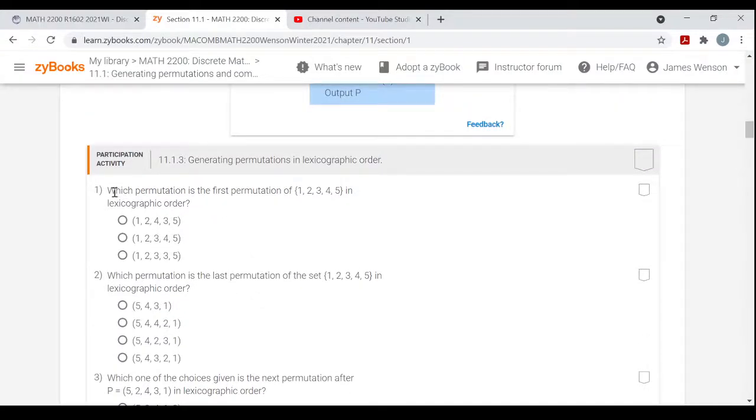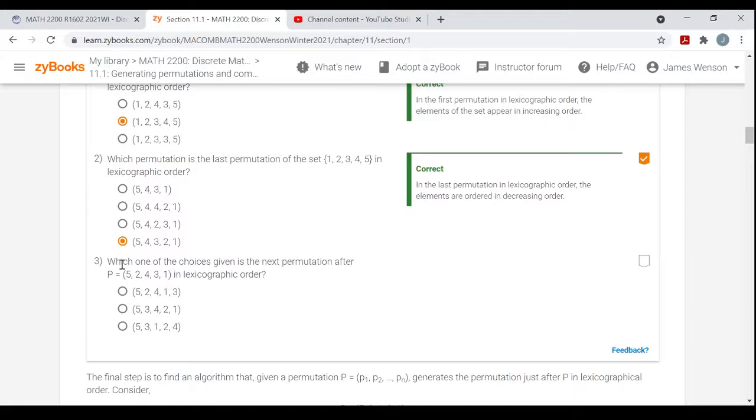So let's just think. Which permutation is the first in the permutations, the 5 tuples reordering? It's just 1, 2, 3, 4, 5. That'd be the lowest. Which is the last? 5, 4, 3, 2, 1. And then which one of the choices given is the next permutation after 5, 2, 4, 3, 1 in lexicographic order? Well, 5, 2, 4, 3, 1 would be actually greater than 5, 2, 4, 1, 3. So that's not next. This is before it.